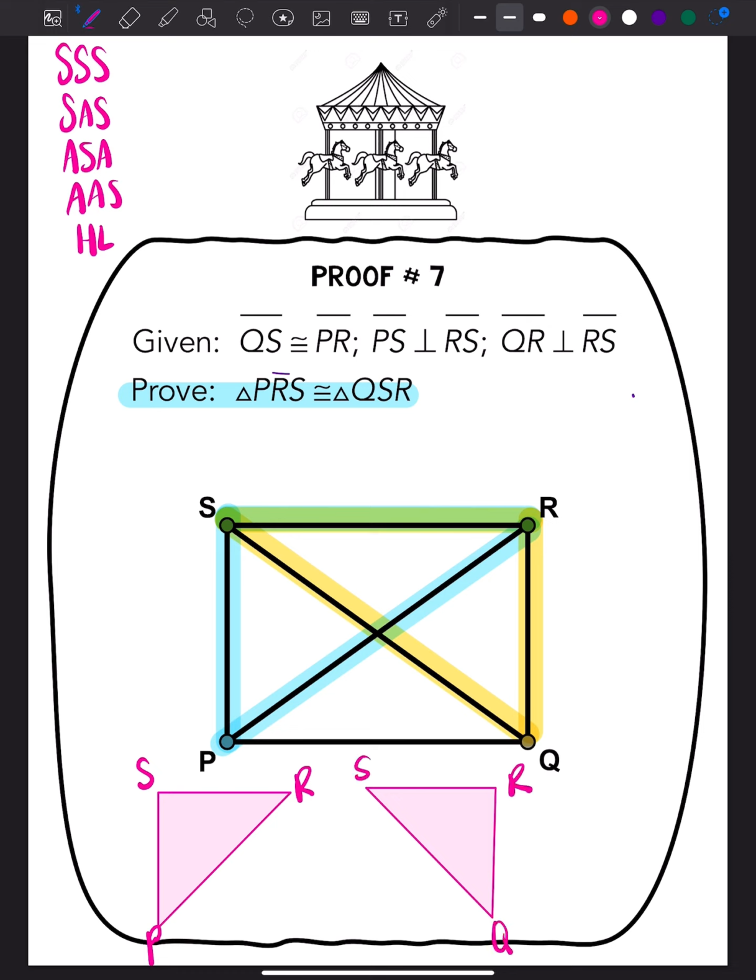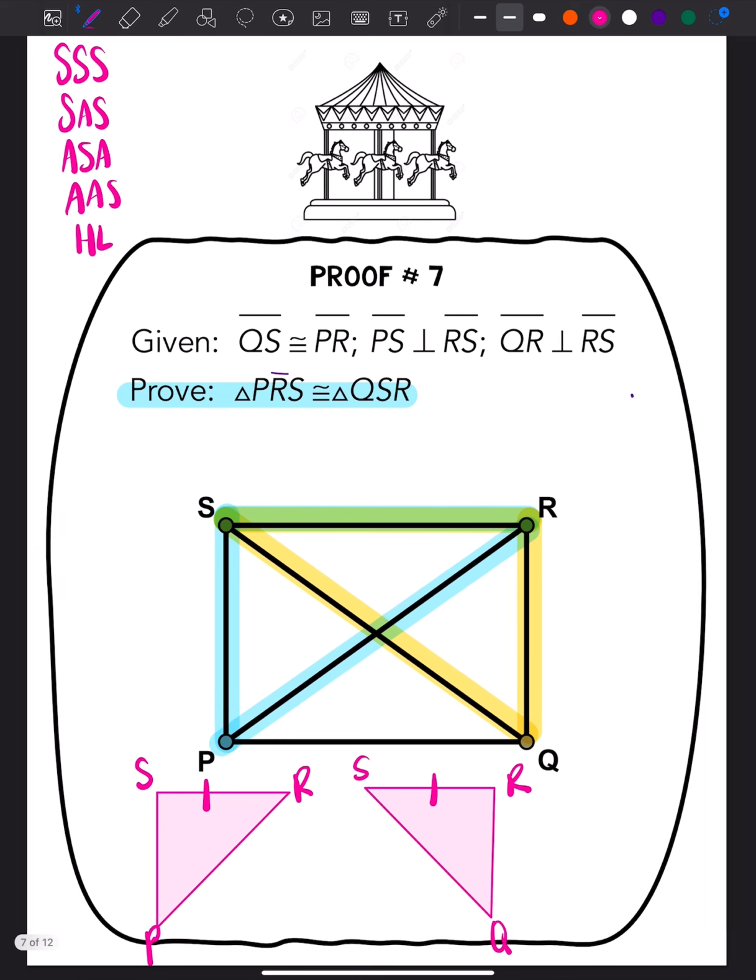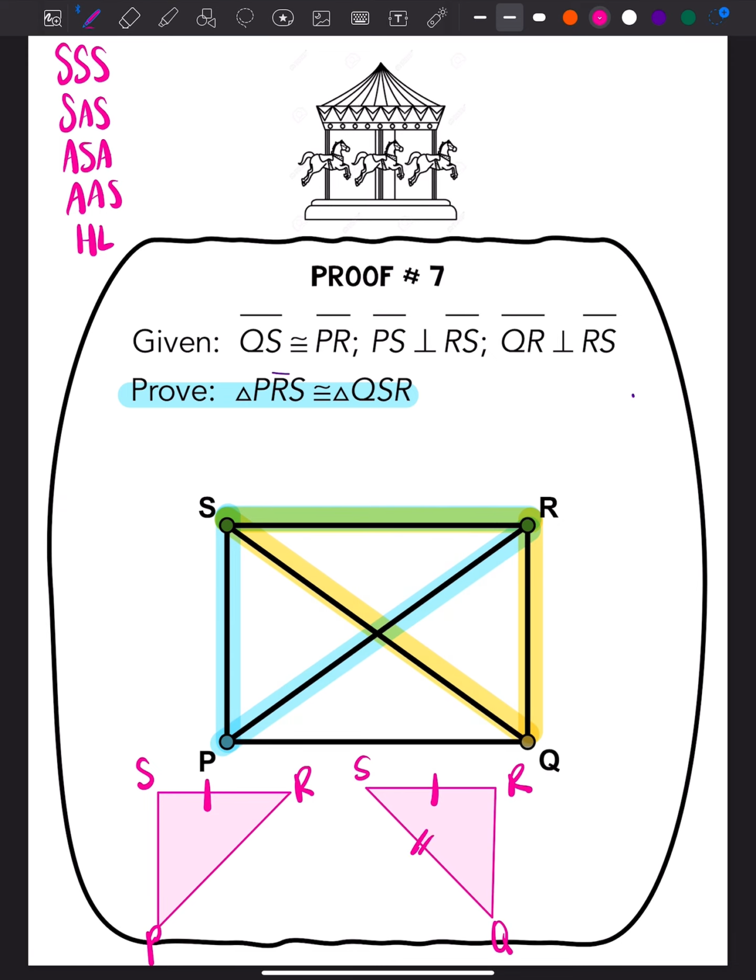Well, because they were overlapping, I know that they share a side. So immediately I know SR is congruent to SR because of my reflexive property. Now I want to go straight to my given, and we want to start seeing what we have. So we know that QS is congruent to PR. So I want to mark that. QS is here. PR is here. So we have two sides.